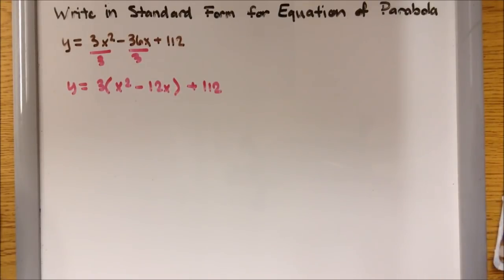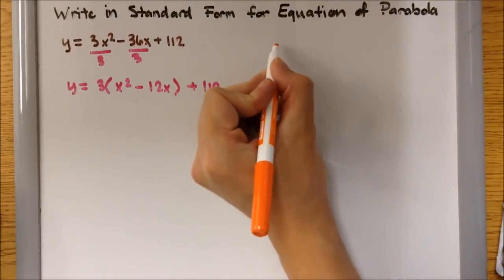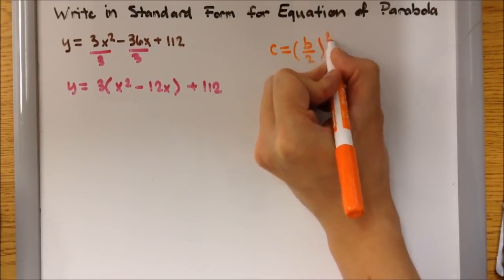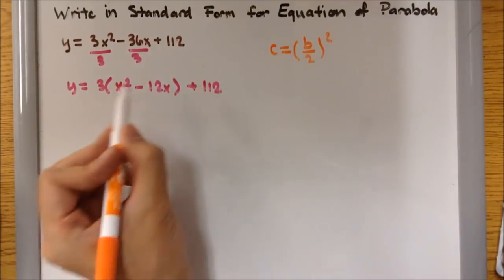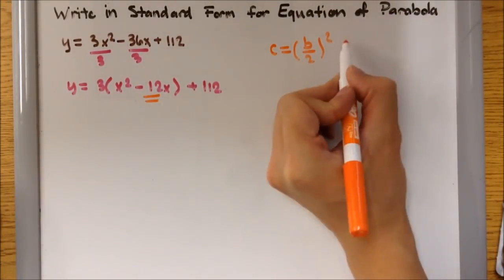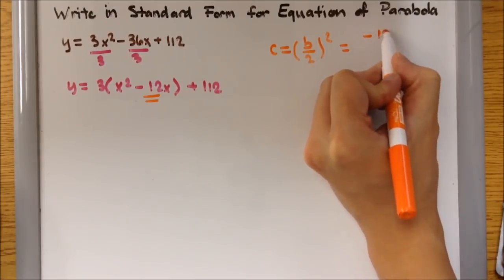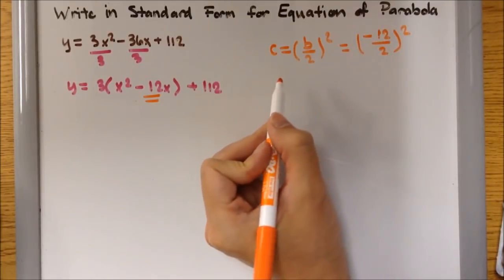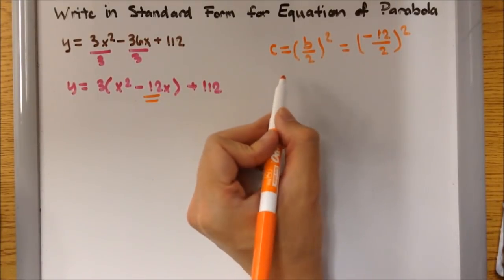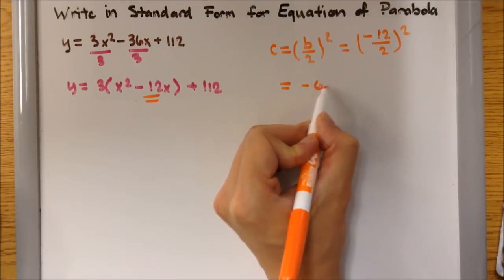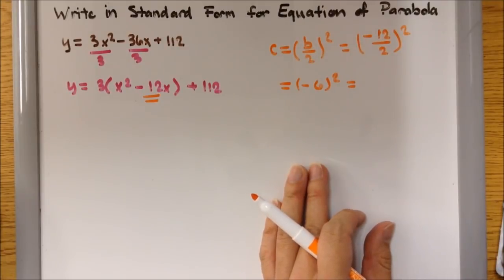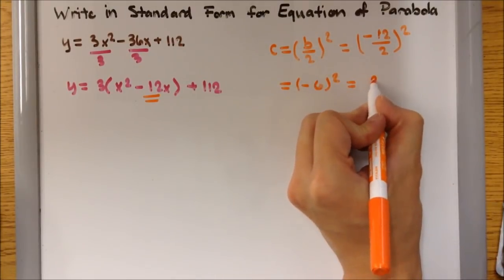Now the third term, or the c value, so I'm going to write c. C is equal to b divided by 2 squared. So in our case, it's going to be negative 12 divided by 2, squared. That would become negative 6 squared, and negative 6 squared means negative 6 times negative 6, a positive 36.